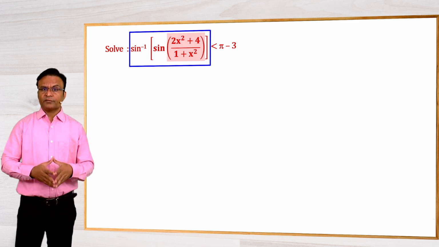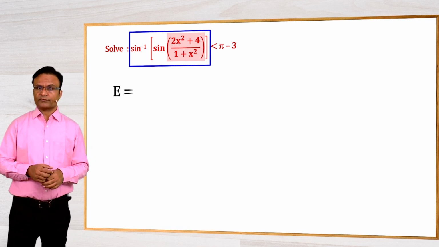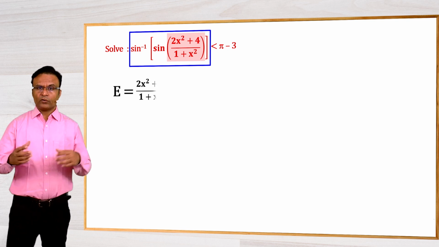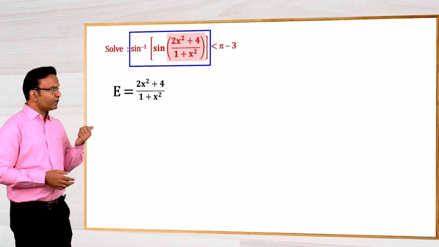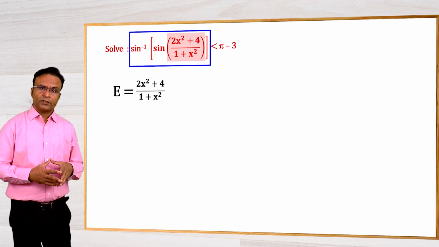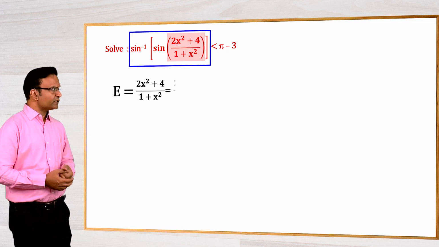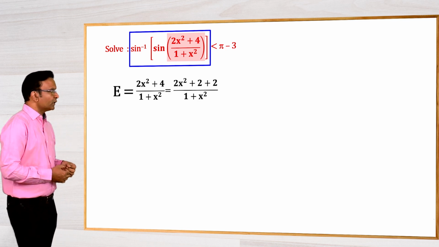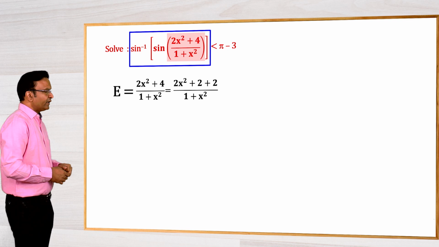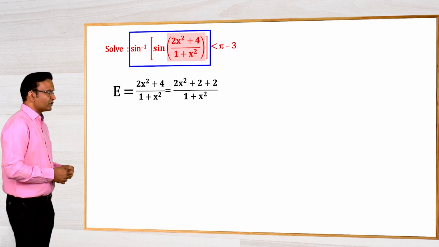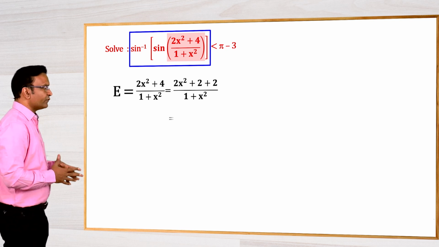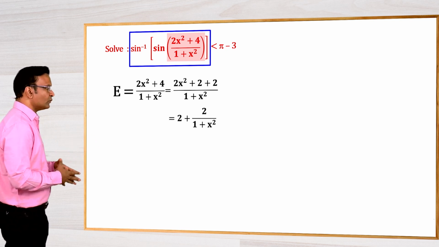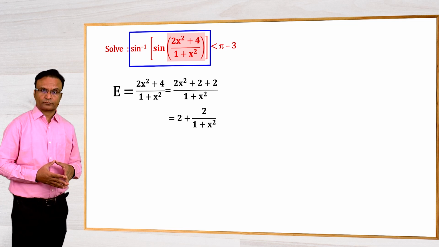That means first we will find the range of this function. We know how to find the range of function quadratic upon quadratic, but here we have a term x square and constant in the expression. So let's find range this way. I write numerator as 2x square plus 2 plus 2. In fact, I am dividing numerator by denominator. So I have 2 plus 2 upon 1 plus x square.